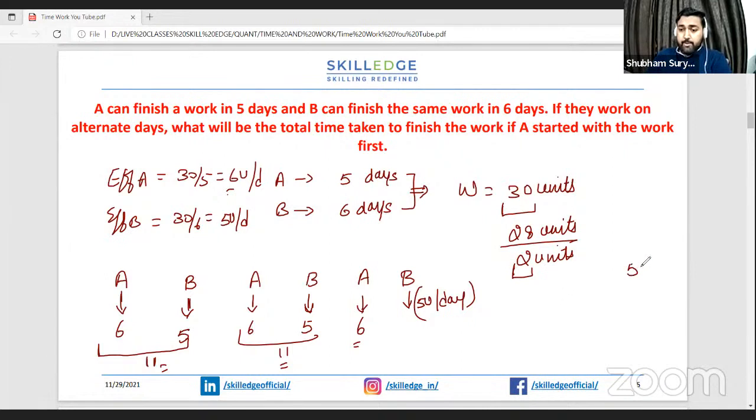So B does 5 units of work in 1 day. So exactly in 2 days, B can do this much amount of work. Exactly in 3 days, B can do this much amount of work. Exactly n days, B can do this much amount of work. Let n be the number of days required to finish 2 units of work.